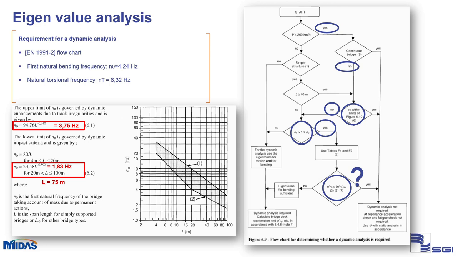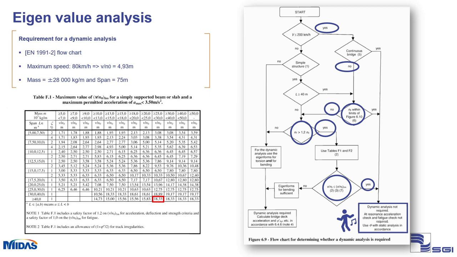flowchart leads us to another criterion that depends on the maximum speed of highway traffic. Concerning this last criterion, maximum speed divided by first natural bending frequency has to be lower than a specific ratio depending on the span length and the annual mass supported by the bridge. This ratio is estimated as per Eurocode 1 section 2 in table F.1. For this study, maximum speed of trains is low enough and a dynamic analysis is not required.